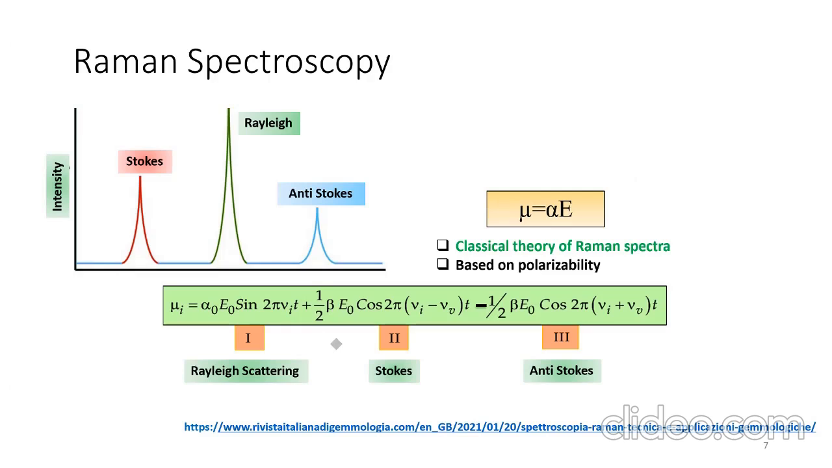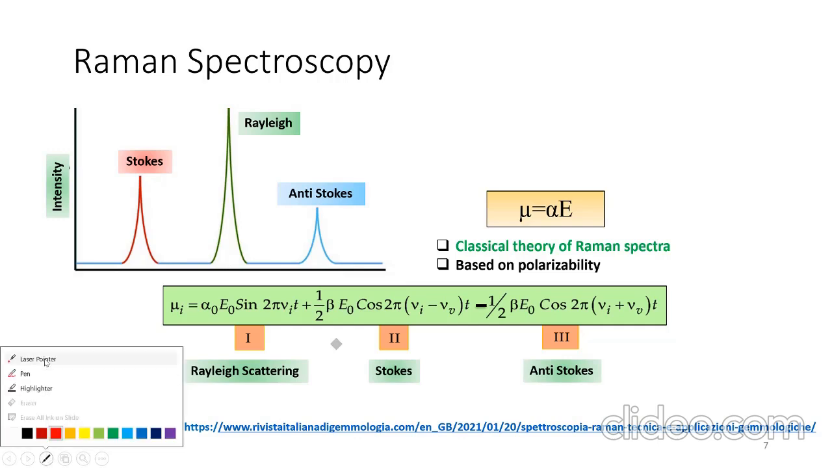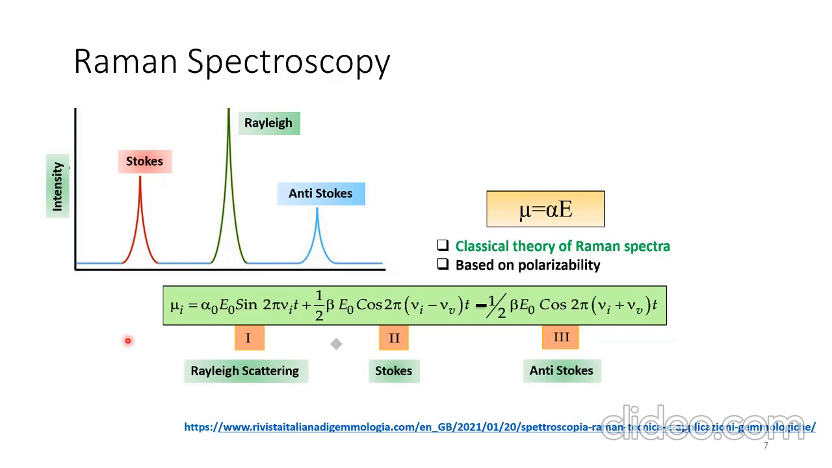So that was the classical theory. That means that the signal will be dependent on the polarizability. Okay, and here this is the equation which is derived in the lecture itself.